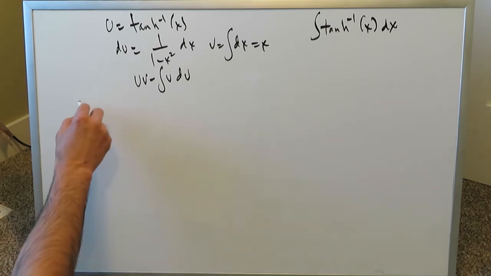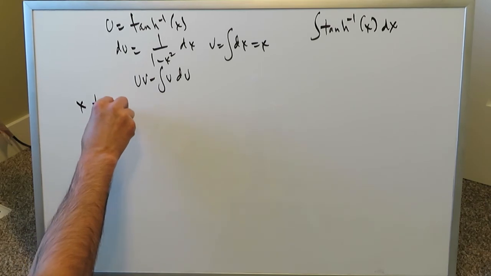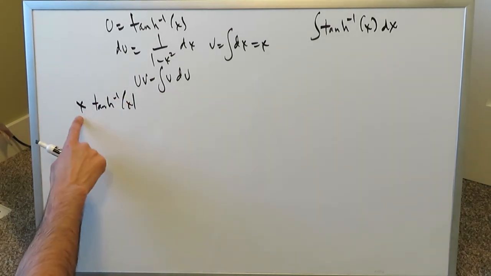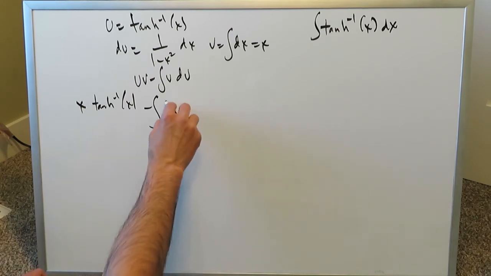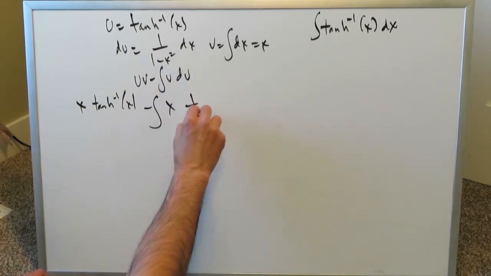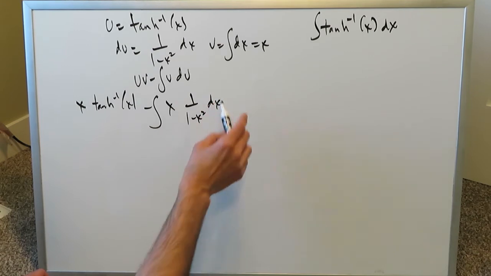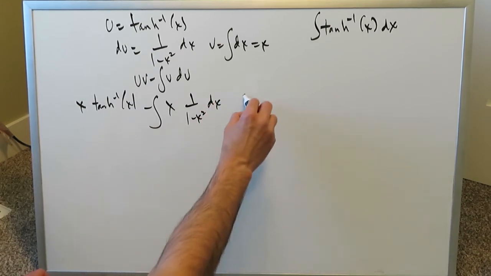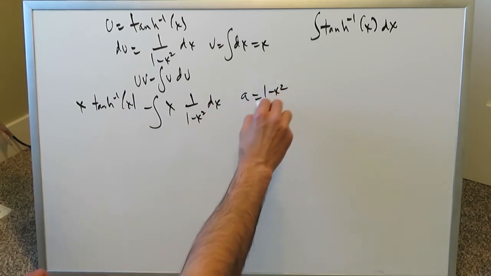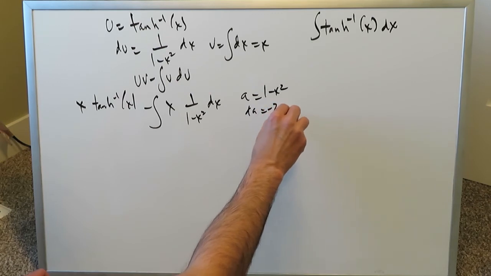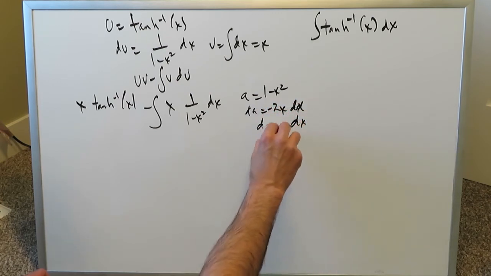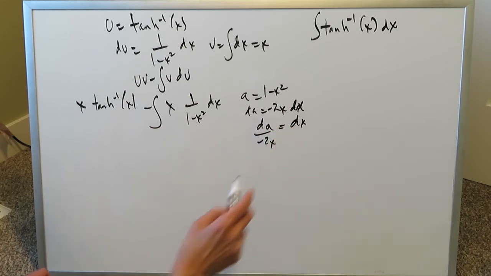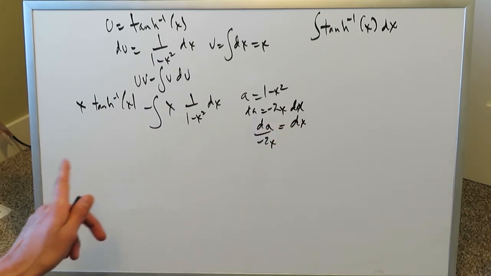You'll have a uv, which is just x times inverse hyperbolic tangent x. Here I'm really doing vu, but uv, vu, it's all the same. From here you're getting an x, and then the du is 1 over 1 minus x squared dx. You have to do polynomial substitution to handle this. If a is equal to 1 minus x squared, dA is equal to minus 2x dx, and dx is equal to dA over minus 2x. And you plug these into this expression over here.